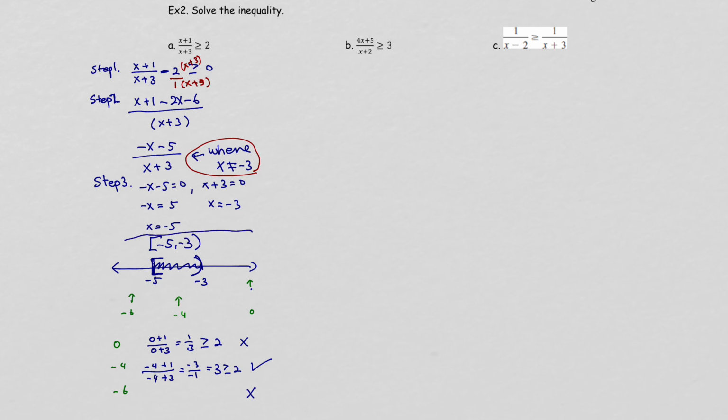So this is the solution right there. Graph with interval notations. Usually with inequalities, that's what they ask. Should we try one more?